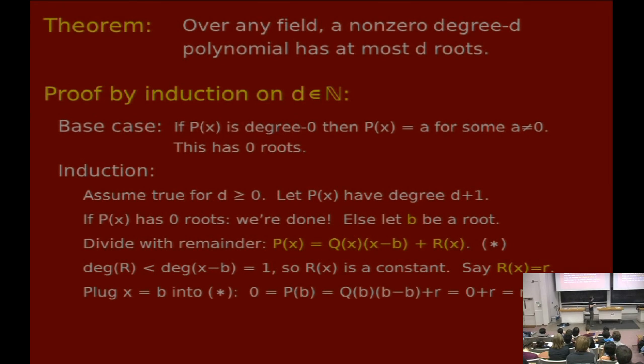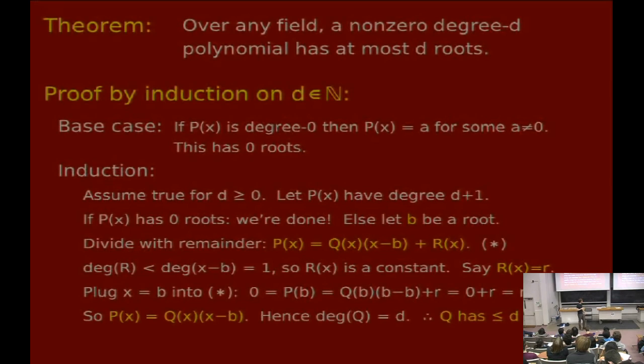Next, we have this identity star. Let's plug x equals b into it. By assumption, b is a root, so the left-hand side is 0. Q of b is something, I don't know. This becomes b minus b, which is 0, so this all cancels out. So you get 0 equals 0 plus r. So you deduce that r must, in fact, be 0. So simplifying, we get p of x is q of x times x minus b.